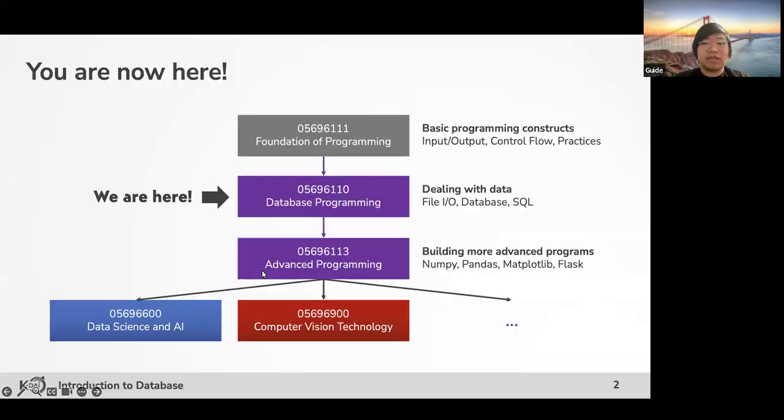So far, you have learned many basic programming constructs, whether it is input, output, if, else, for loop, while loop, function, also practices in programming. Now, we'll step up the game by writing programs to deal with data.